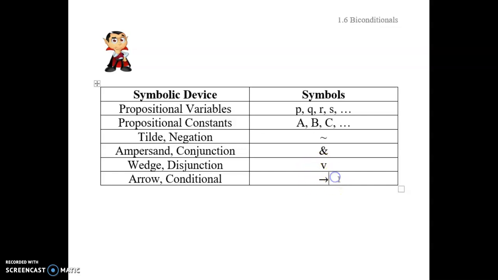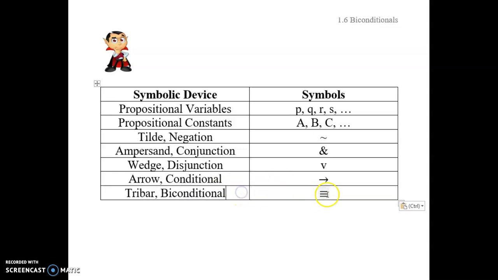There's one more symbolic device we have yet to introduce, and that is the subject of this video: the tribar, or biconditional. It's just three little bars. Sometimes you see texts use two arrows, like an arrow pointing in both directions. What I use here is the tribar symbol, and this is read "if and only if." So let's jump into understanding this fifth and final symbolic device we're going to need for future work.